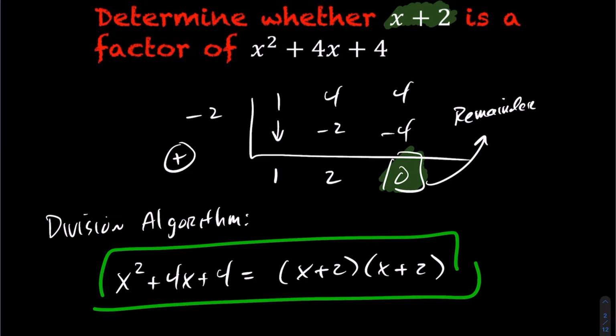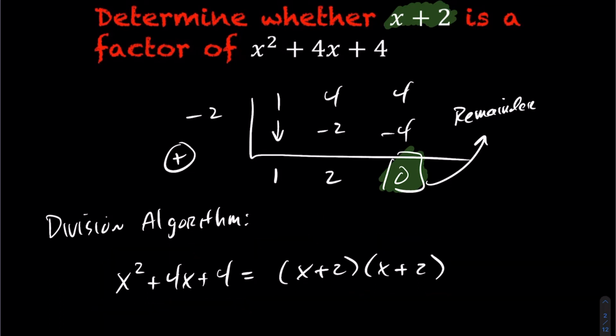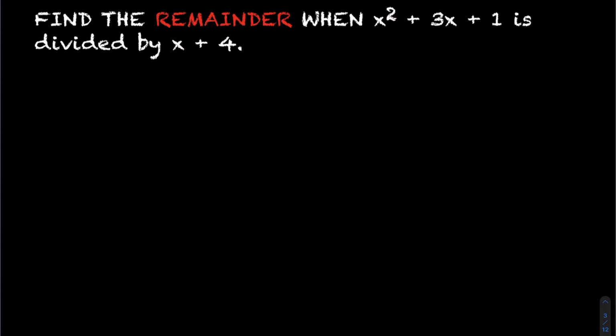And now we have here that x plus 2 is in fact a factor of the polynomial. Let's take a look at another example. In the next example here, we want to find the remainder when x squared plus 3x plus 1 is divided by x plus 4. So let's go ahead and do that.